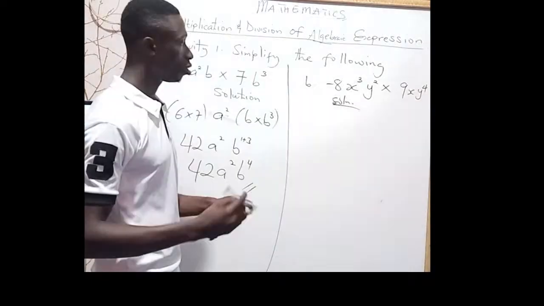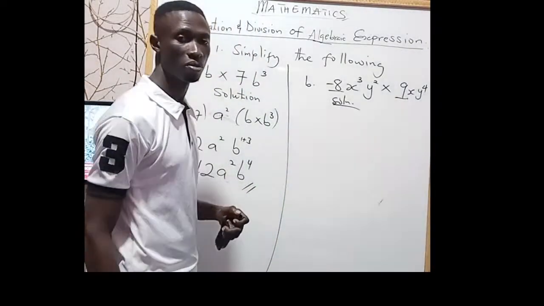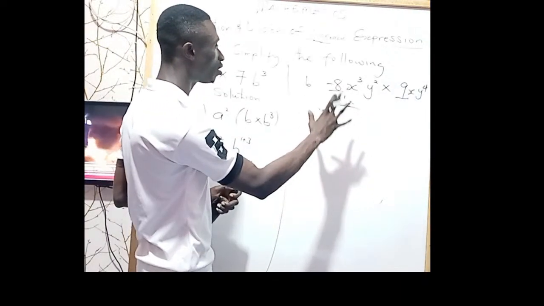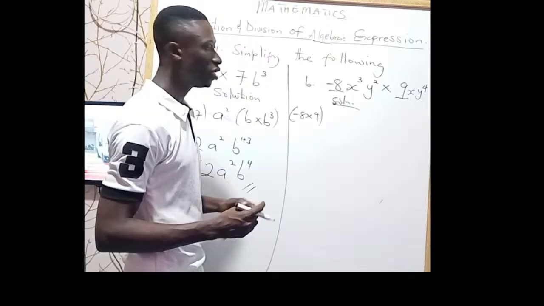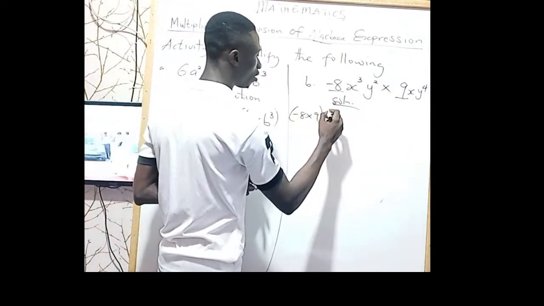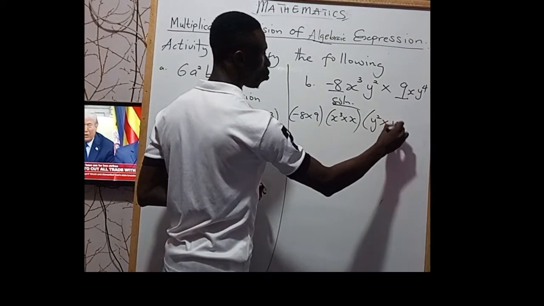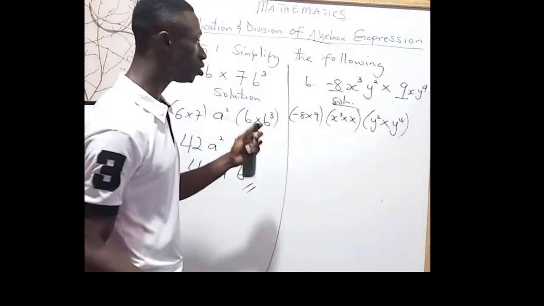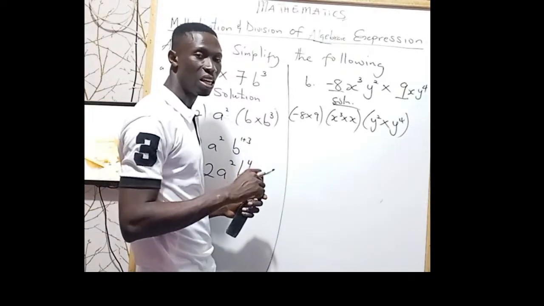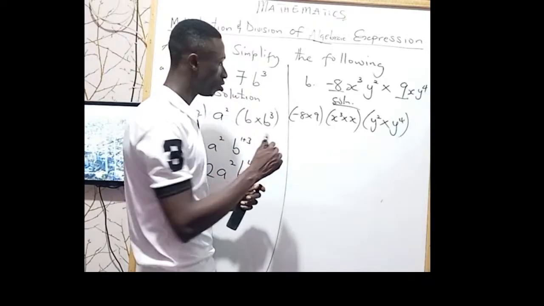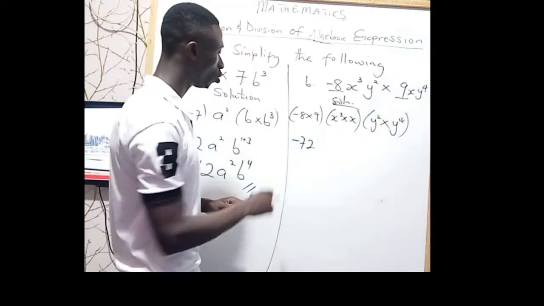Next, we have x cubed times 9 times y, right? So we can group them. You see the constant values, we can group the constant values. So my constant values will give me negative 8 times 9. Then I'll group the x cubed times x. Then the y and y squared times y power 4. You can even look at it and do it straight. Negative 8 times 9. Negative times positive is negative. So we have negative 72. 8 times 9 is 72. So negative 72.